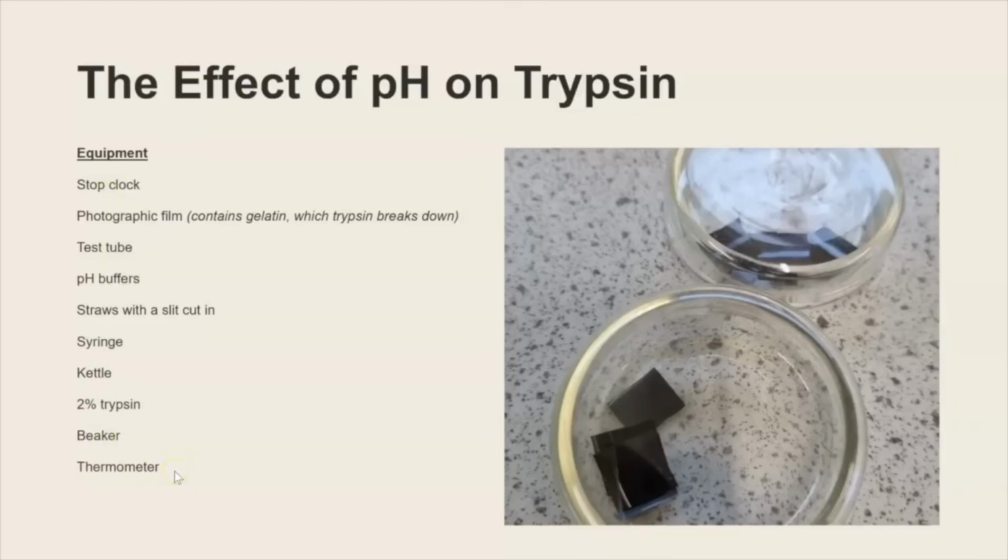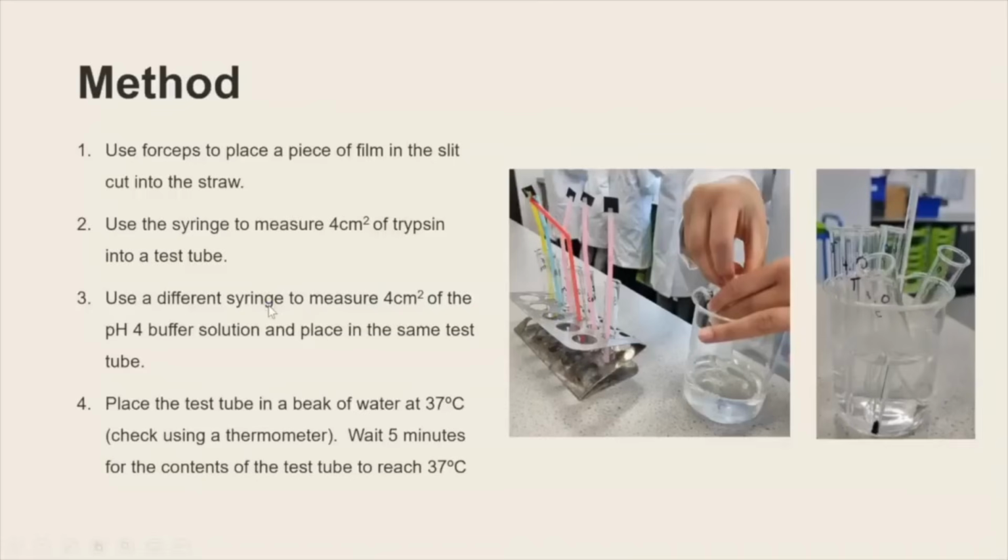and you've got the rest of the equipment here if you want to pause and write it down. Okay, so the method then. The first step is you'll need to attach your film to a straw. Now, we're actually using film that's already been cut and straws which have already got slits cut in them to slide the film in. If you didn't have that, then that would actually be your first step.